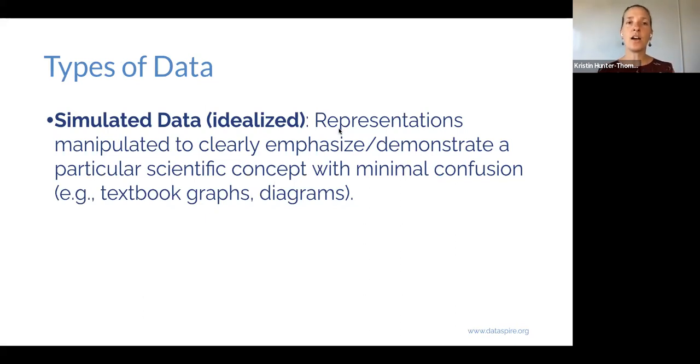One type of data are simulated data or idealized data. These data are representations that have been manipulated, and when you hear manipulated, think of data that have been purposely put together to clearly emphasize or demonstrate a particular scientific concept with minimal confusion. Textbook graphs, diagrams, when we are modeling theory of how a system works.